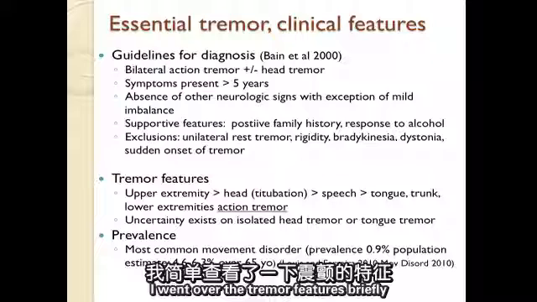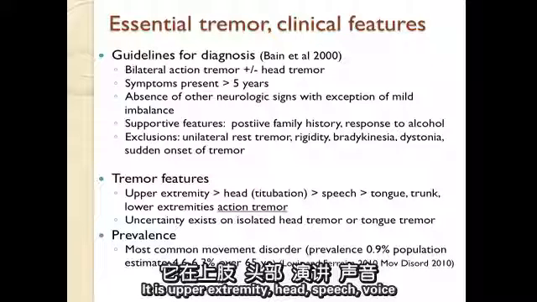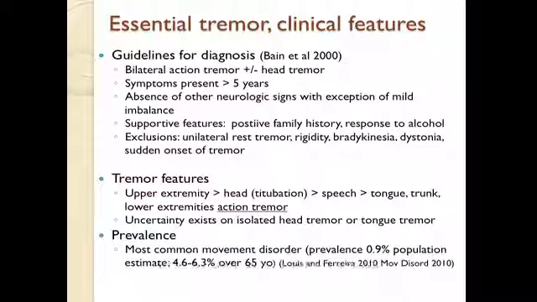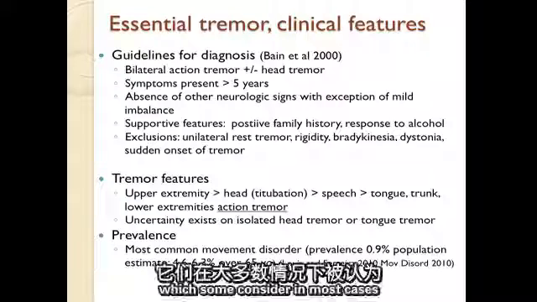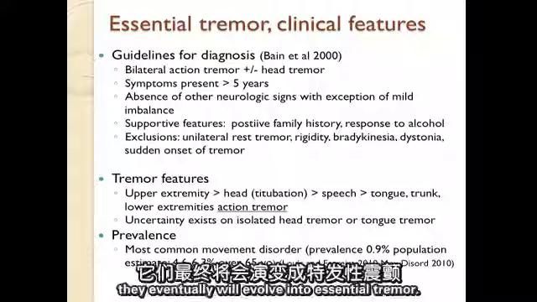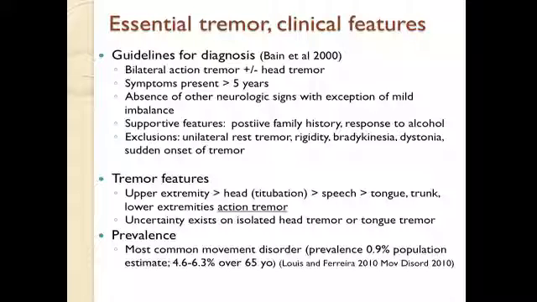I went over the tremor features briefly. It is upper extremity, head, speech, voice, and then there's tongue and trunk. And there are cases of isolated head tremor and isolated tongue tremor, which some consider, in most cases, to be possible essential tremor. They eventually will evolve into essential tremor.